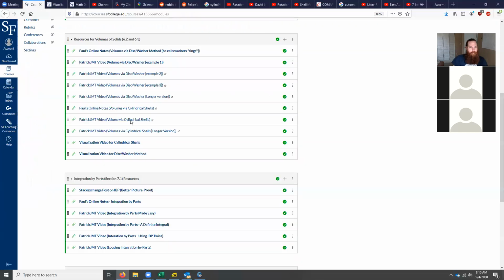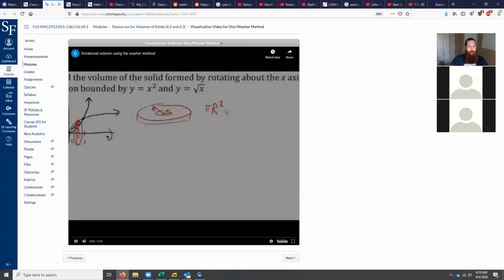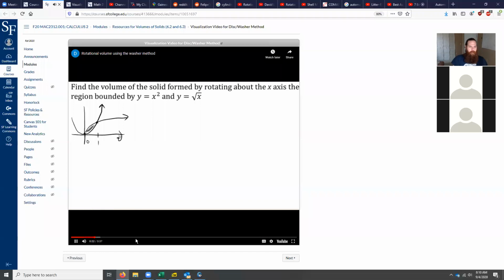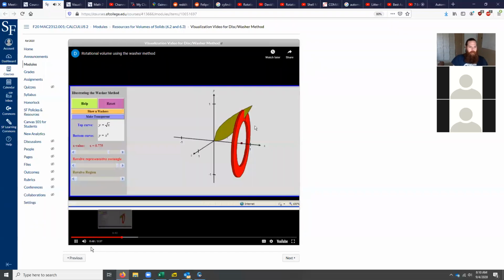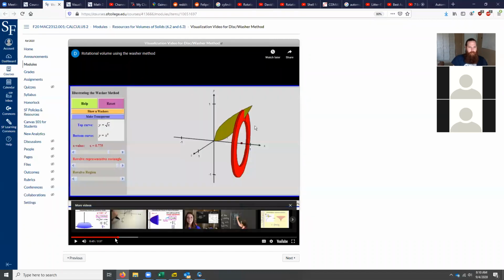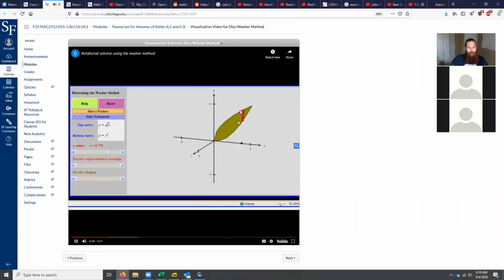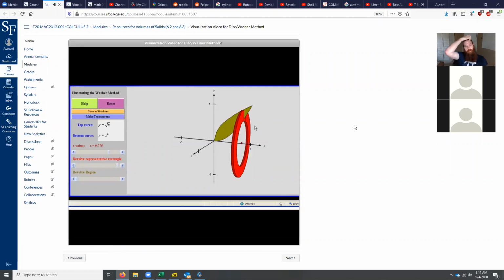This is cylindrical shells. Let me start with the disc washer one. We should have a pretty good idea of what's going on with discs and washers by now. So he does the normal thing, but this is very nice. He's got this bit of software where you can watch the region with the strip, and then he rotates just the strip, exactly like we say, and that generates the washer. I'm gonna turn him down. So you can watch this video, and I think you'll enjoy it a lot.